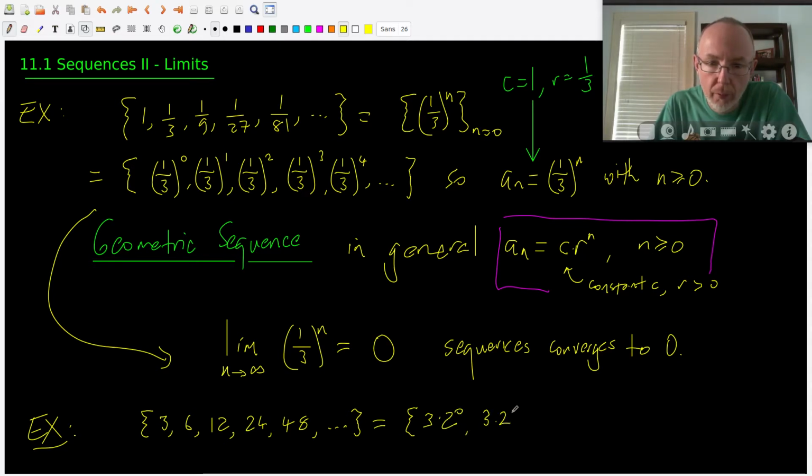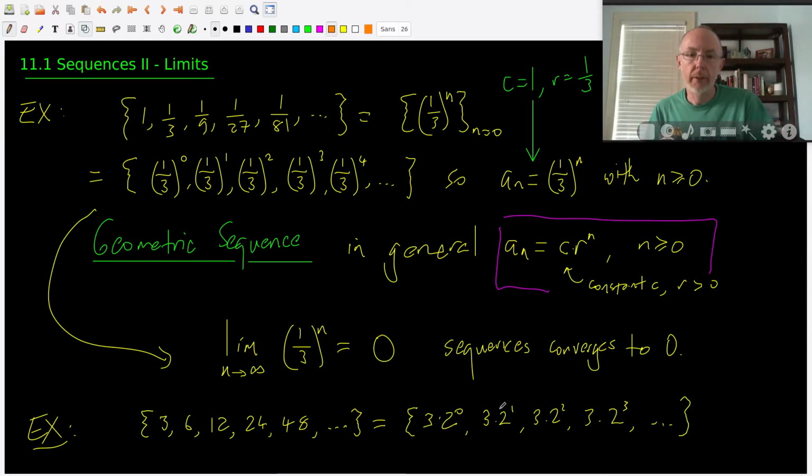The next one is 3 times 2, which is 6. The next one is 3 times 2 squared, which is 12. The next one is 3 times 2 cubed, which is hopefully 24. The next one's going to be 48, and so on. Right, so this is another geometric sequence.